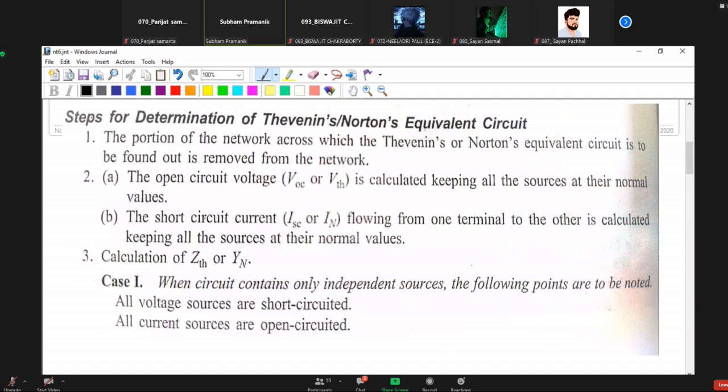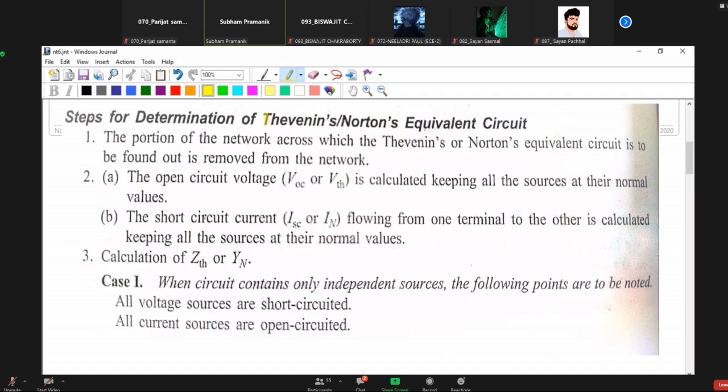There is a basic difference between these. In case of Thevenin circuit, we find open circuit voltage by removing the load. In case of Norton equivalent circuit, we remove the load, we short circuit the terminals, and we find the short circuit current. That's the basic difference. Otherwise, everything is similar. Just that the voltage source will be replaced by a short circuit current, and that internal impedance will come in parallel.